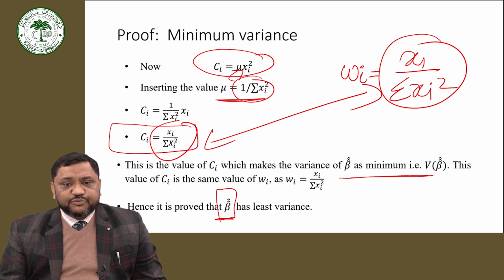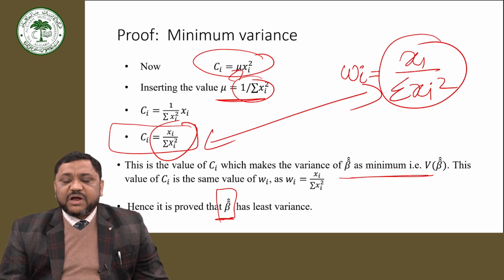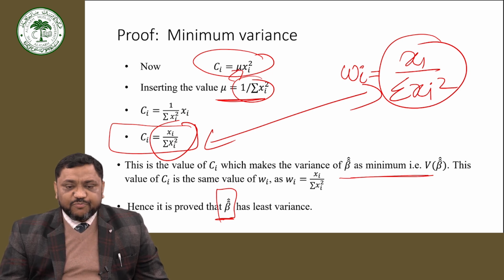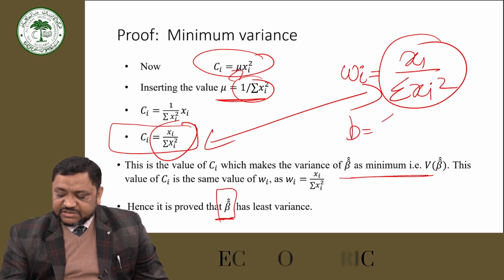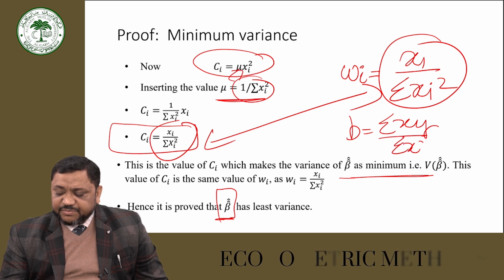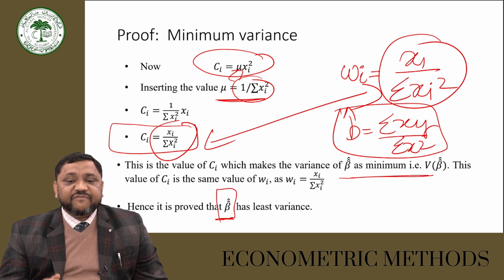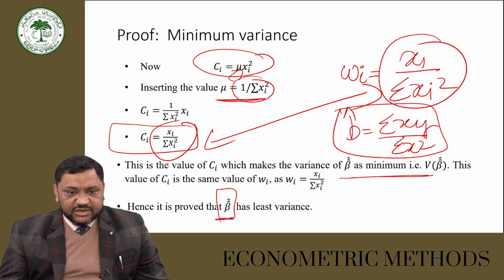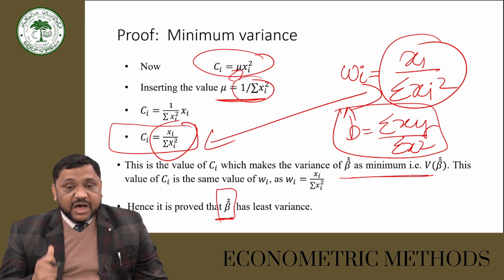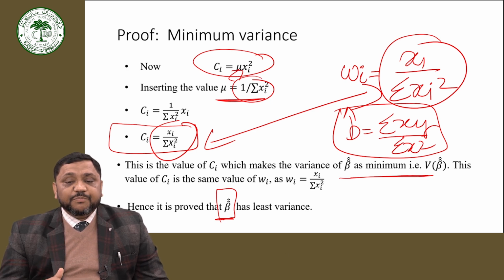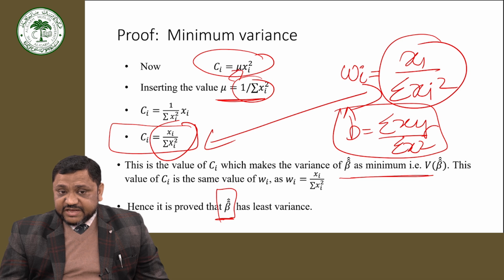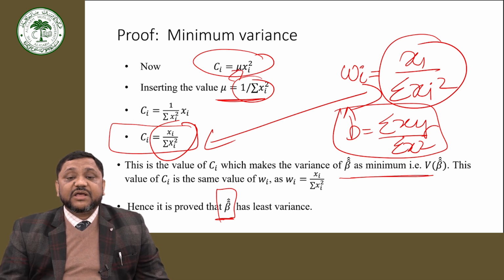So with this, we come to an end to our discussion of the Gauss-Markov theorem. The Gauss-Markov theorem basically proves three properties of the estimator which we have, that is beta hat, equal to summation xi yi divided by summation xi square. This estimator has three properties. First, it is linear. Second, it is unbiased. And third, it has the minimum variance. So we can say that this estimator beta hat is BLUE, the best linear unbiased estimator.